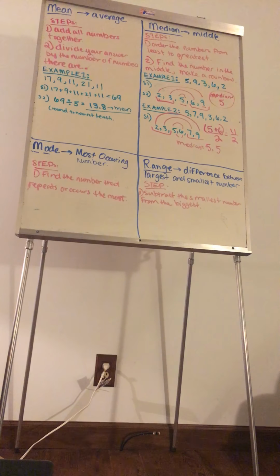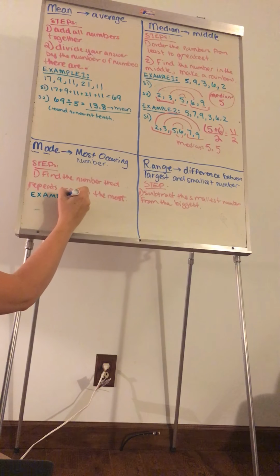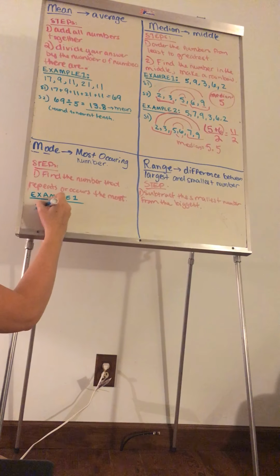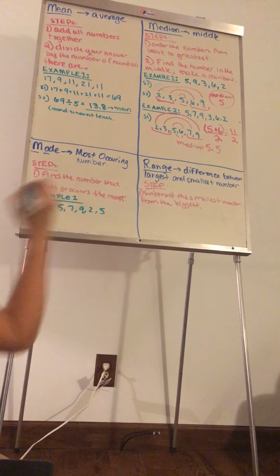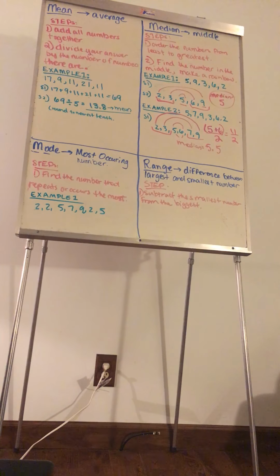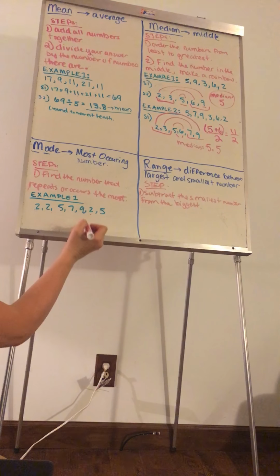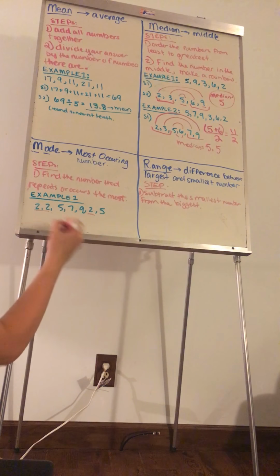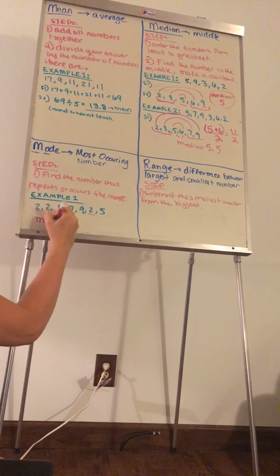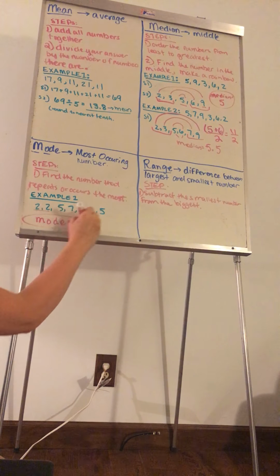Okay? So say for instance I had 2, 2, 5, 7, 9, 2, 5. I'm going to find out which number repeats the most. Well, let's start counting. I've got 1, 2, 3 2s. I've got 1, 2 5s, and 1 9. Obviously, it's 2. So the most occurring number is 2. The mode equals 2.